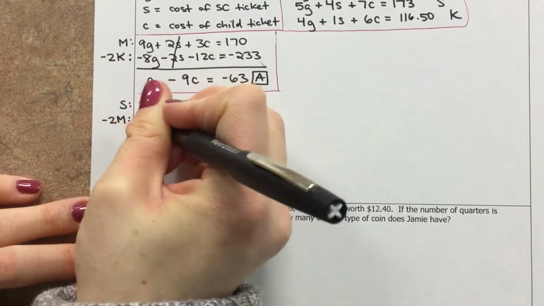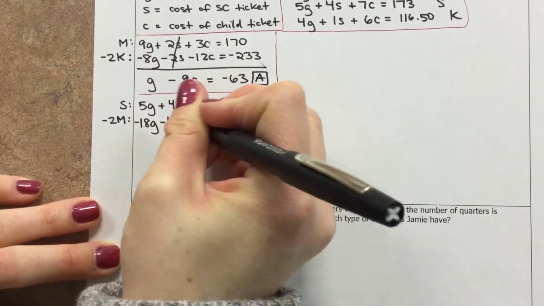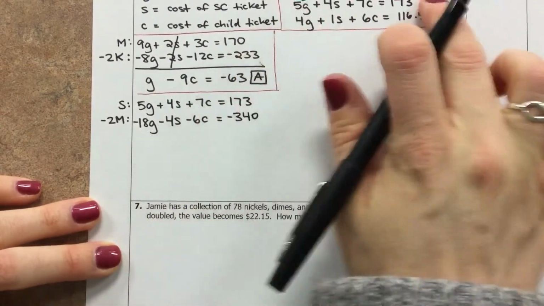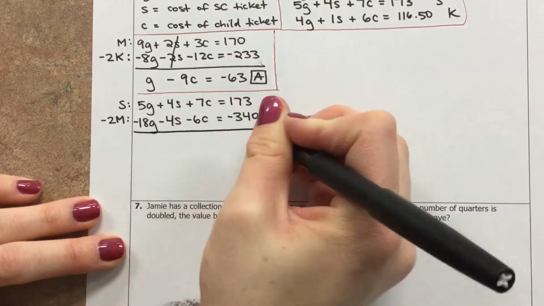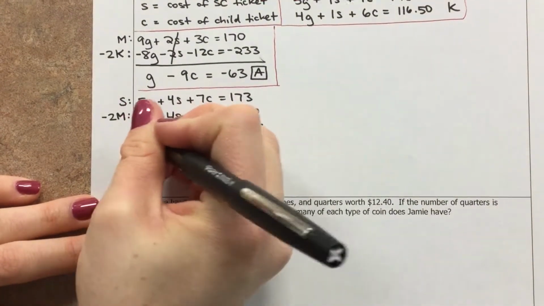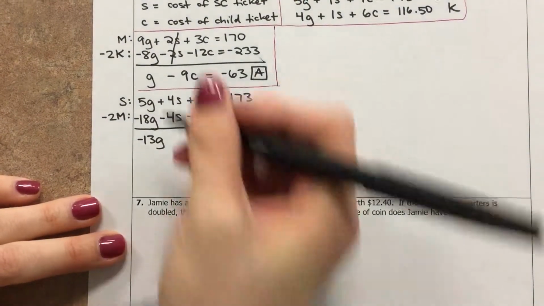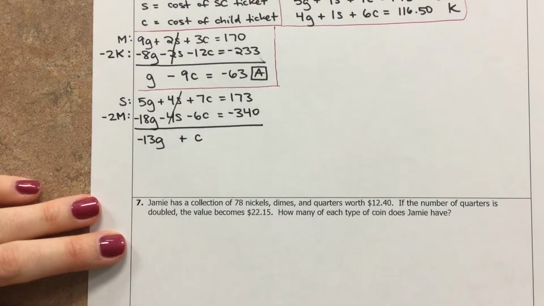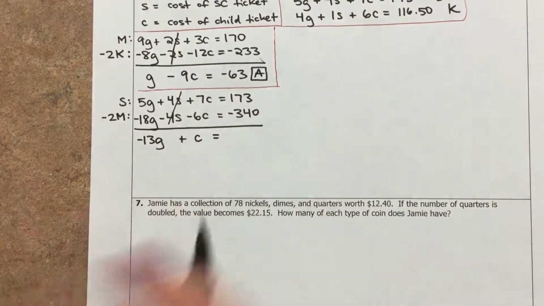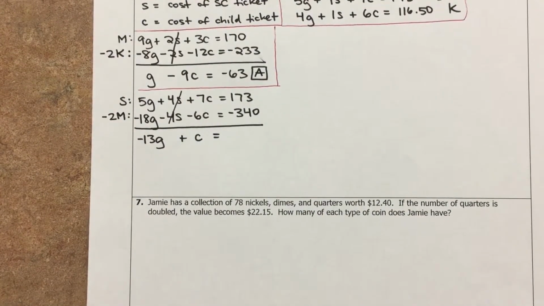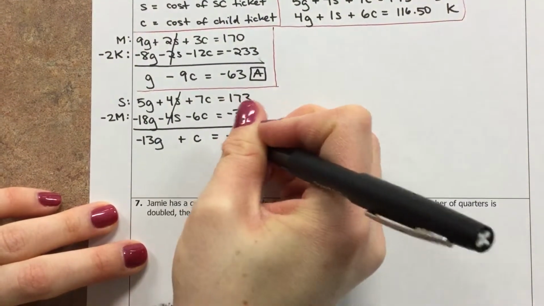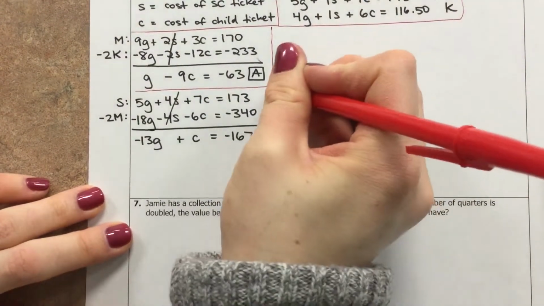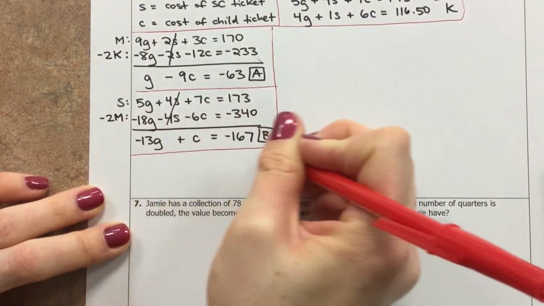So that'll be a -18g, -4s, -6c, and this would be -340. So all of Mark's equation multiplied by a -2 so that I can get the s's to eliminate. So when I add everything together, I get a -13g. These will eliminate. Plus c, which is so nice that that's just kind of a blank variable because I can do anything I need with that in the next step. And then 173 minus 340, that is -167. And just like the last lesson, we're just going to call that B so that we can easily combine it up with something else in the next round.